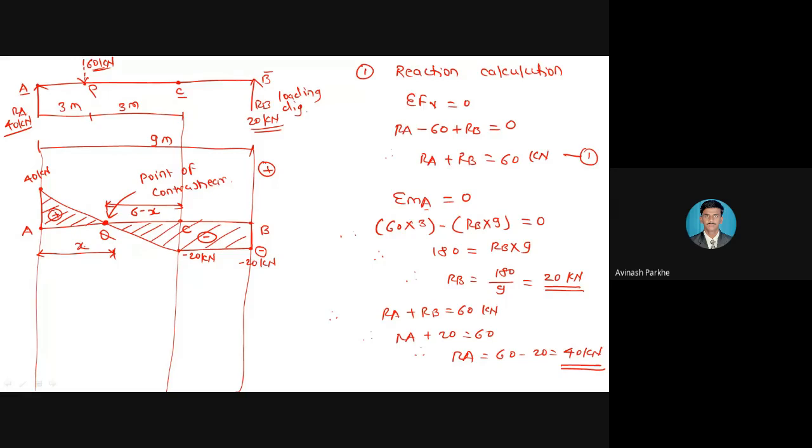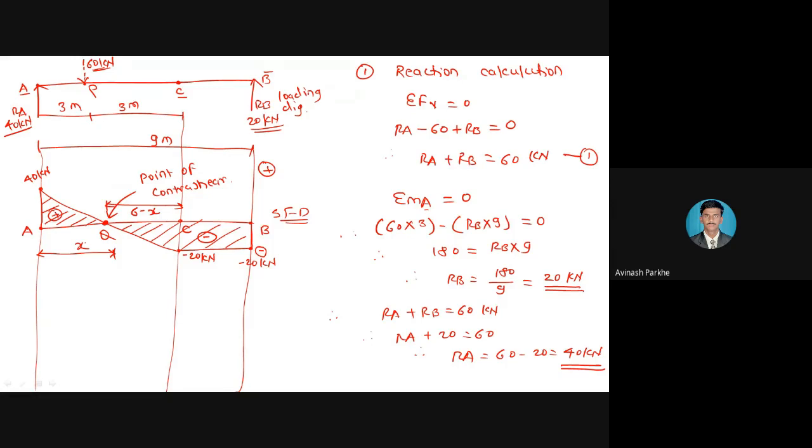Because while calculating maximum bending moment, you can see in this figure in the SFD you will get the point of contrast shear in which the shear force is 0, but at this same point Q the bending moment will be maximum in the bending moment diagram. Therefore I have to calculate this X distance first, and then only I have to go for the BM calculation. Okay, now I have to calculate the X distance.